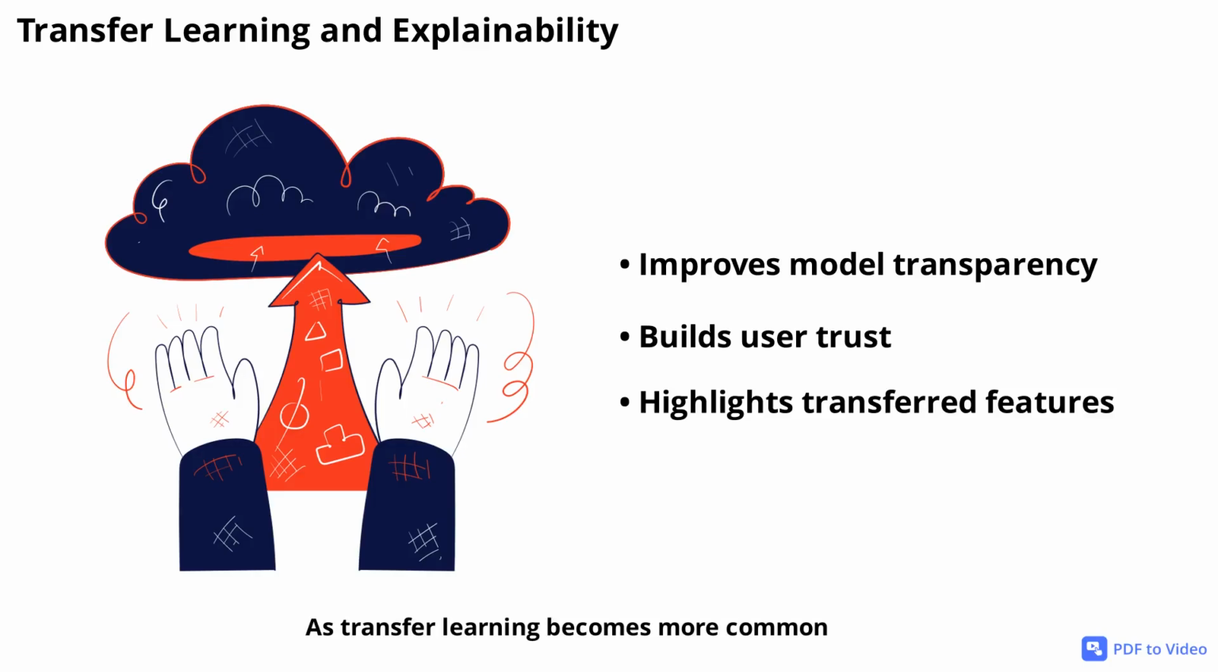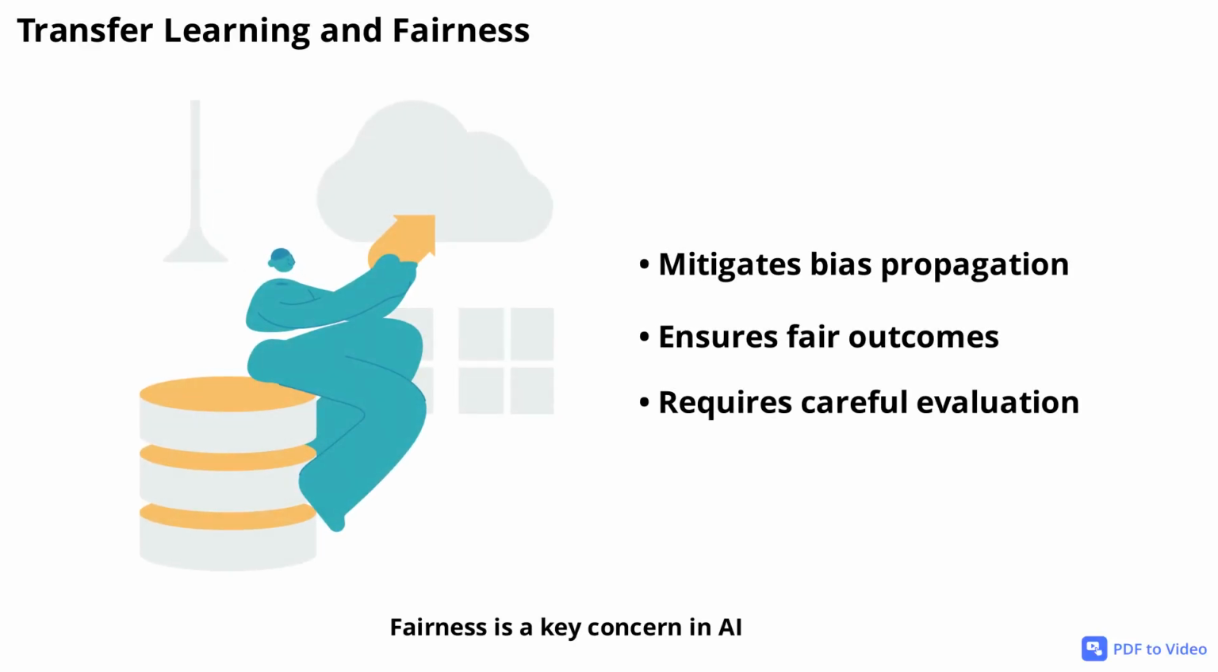As transfer learning becomes more common, understanding how and why models make decisions is increasingly important. Explainable AI techniques can help shed light on which features are being transferred and how they impact the model's predictions, building trust and transparency. Fairness is a key concern in AI. Transfer learning can sometimes propagate biases from the source data to the target task. Careful evaluation and bias mitigation strategies are essential to ensure that transferred knowledge does not lead to unfair outcomes.